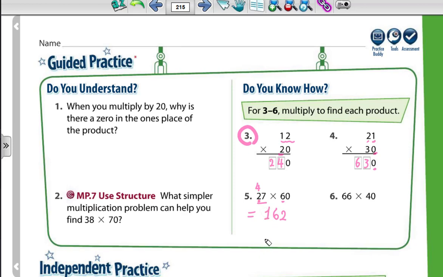Okay, now how many zeros do we have? Oh yeah, 60. How many zeros? 1 zero. So the answer, the product, is 1620.